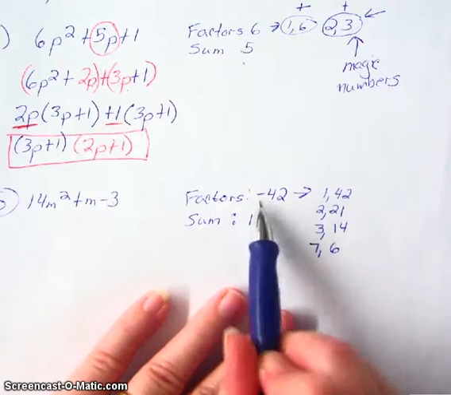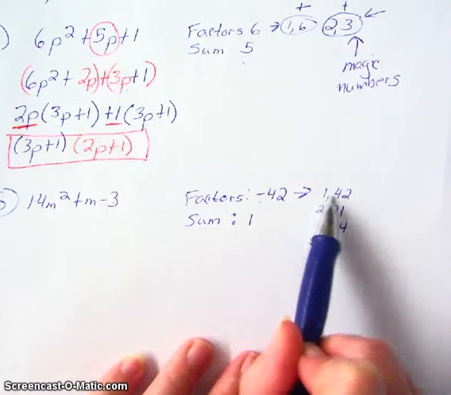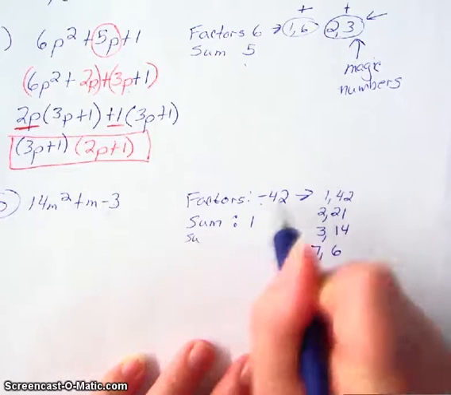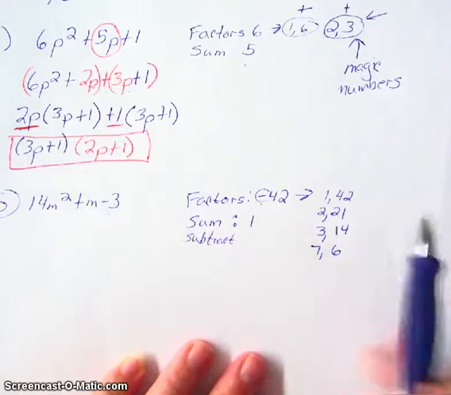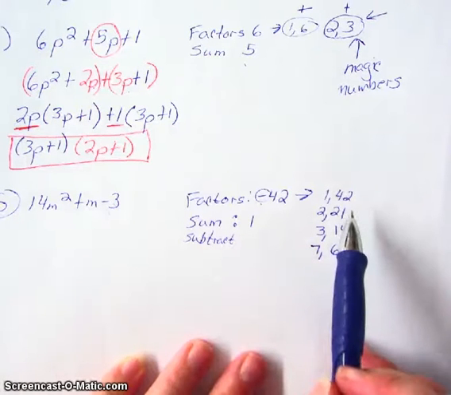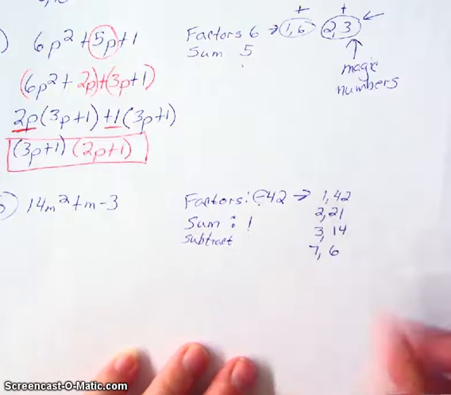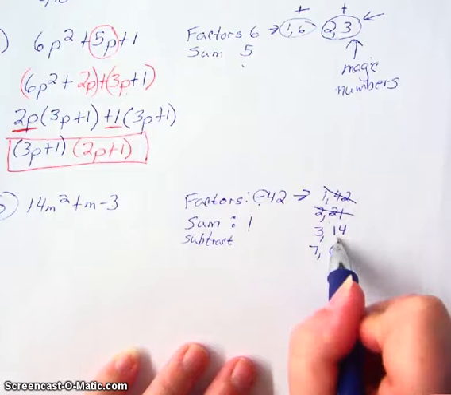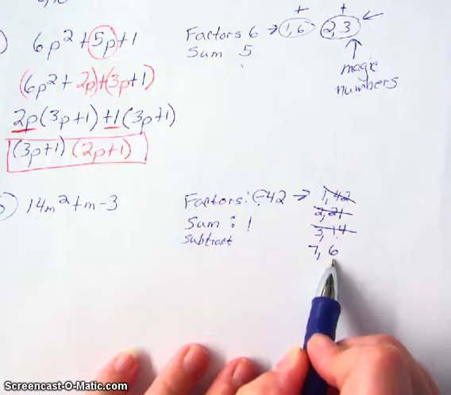So now, since this is negative, right, I am looking to subtract. So I want to subtract these numbers, right? I wrote sum, but if this number is negative, you want to subtract, okay? And see which pair is going to give me a 1, okay? So 42 minus 1, that's not it. 21 minus 2, that's not it. 14 minus 3, that's not it. 7 minus 6, that gives me a 1.